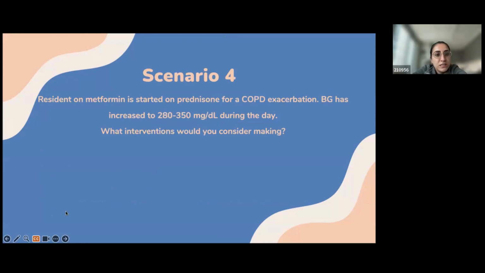This last patient is on metformin. They're started on prednisone for a COPD exacerbation. Their blood sugar is now in the range of 280 to 350 during the day. What interventions would you consider making here?